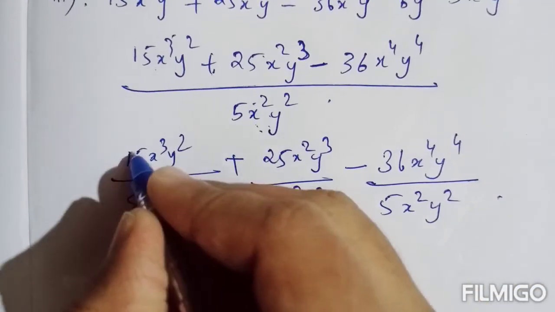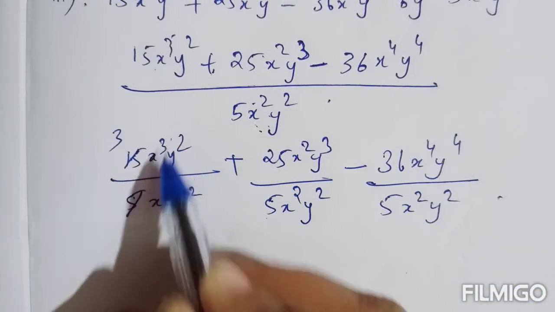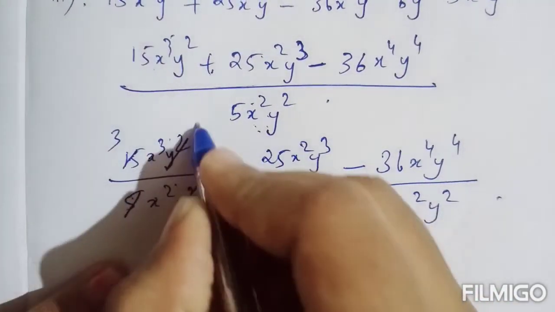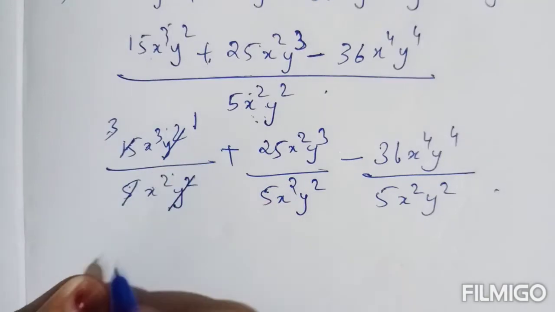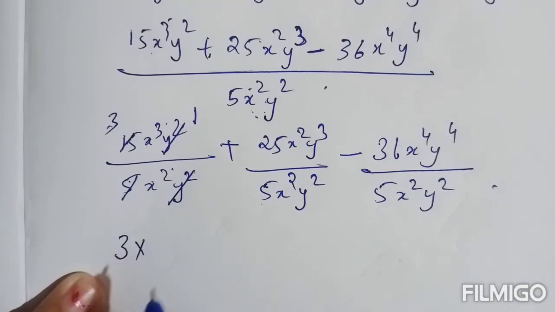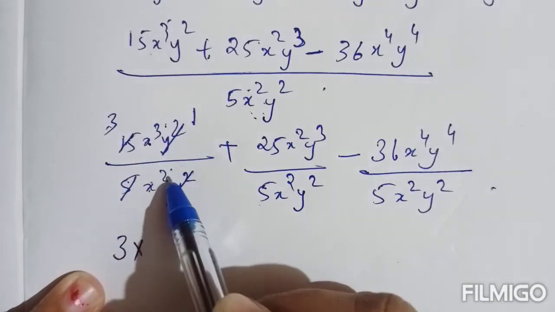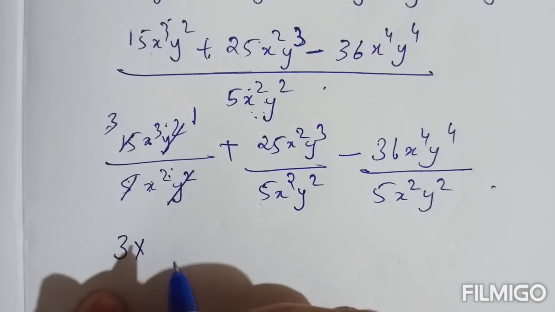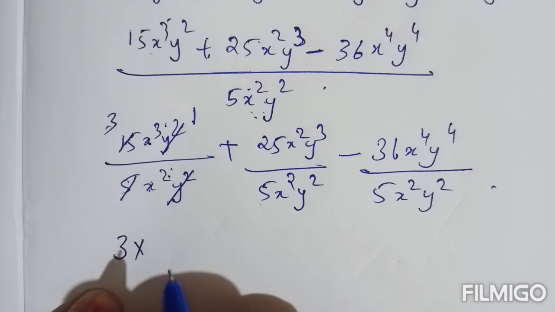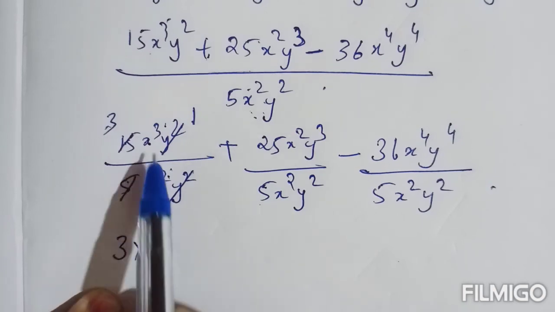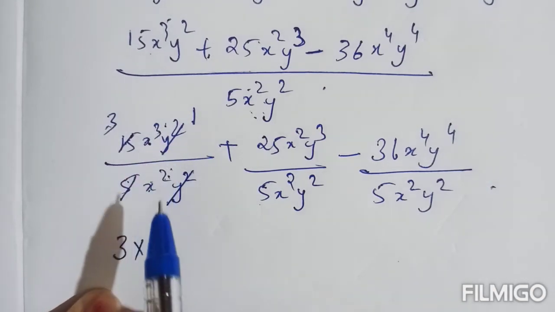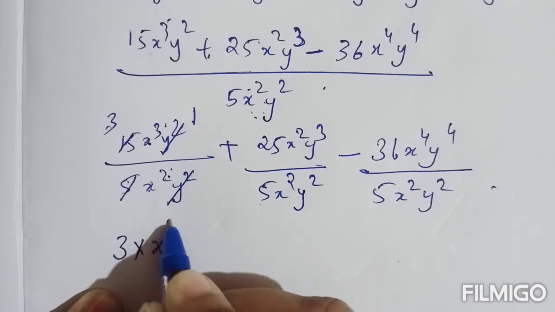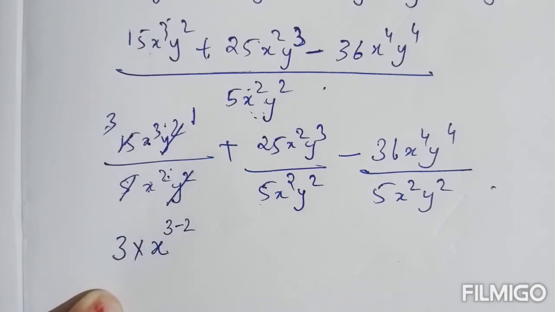15 by 5 is 3. x cube by x square you can divide. y square and y square you can cancel, it is 1. So 3 into x cube by x square: you can use the quotient law, a raised to m by a raised to n equals a raised to m minus n, if m is greater than n. Here m equals 3, n equals 2, m is greater than n. So x raised to 3 minus 2.